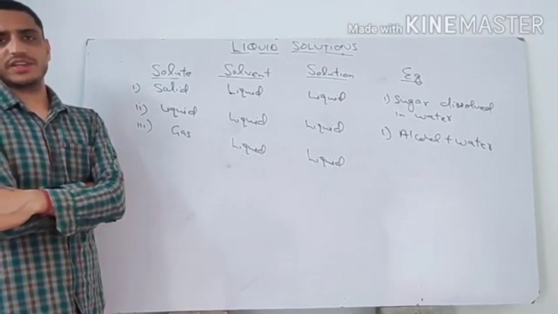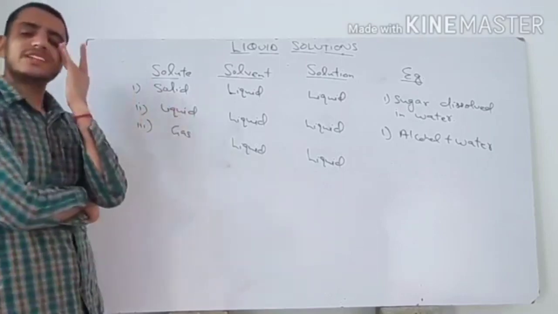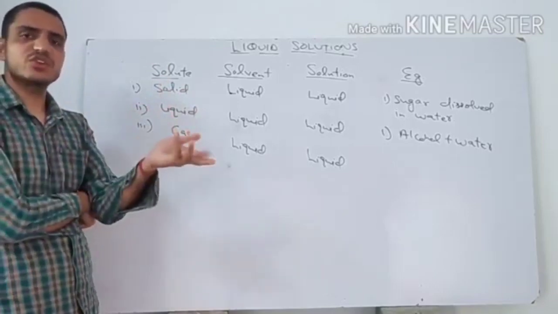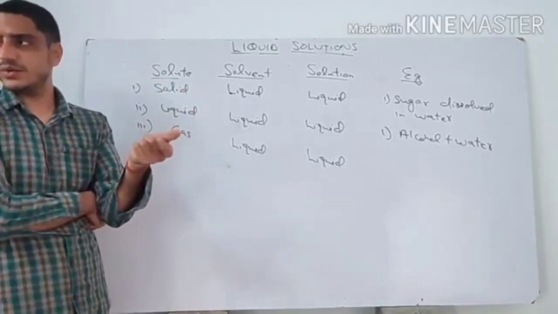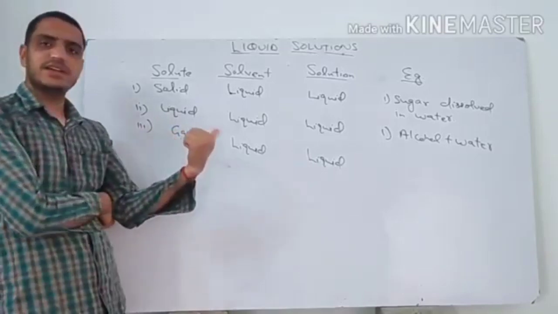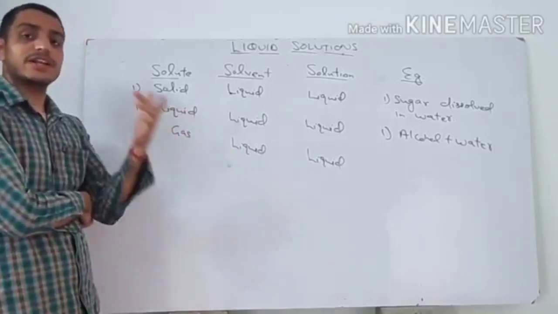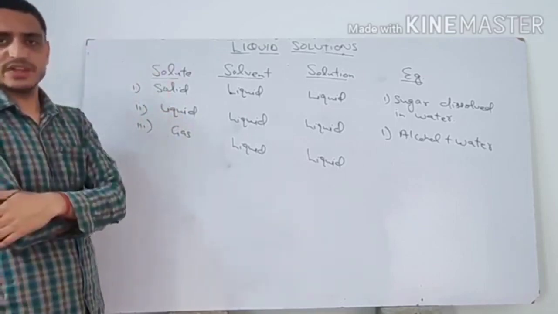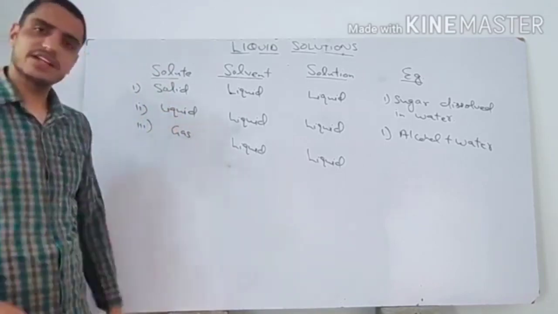Very easy. Now the third is gas in liquid. So this is also a very common example. You may have heard of oxygen dissolved in seawater. Oxygen dissolved in water. Oxygen is a gas, water is a liquid. So that is an example of gas in liquid. Getting the point? Carbon dioxide is dissolved in cold drinks. Carbon dioxide is a gas, cold drink is in the liquid phase.